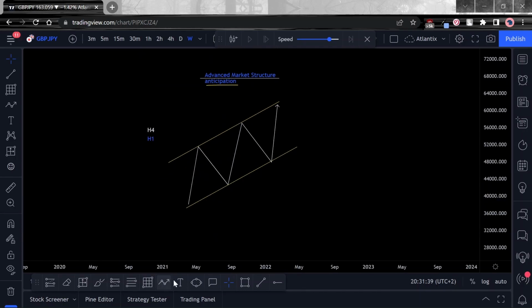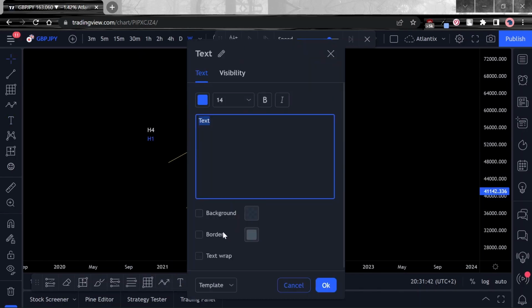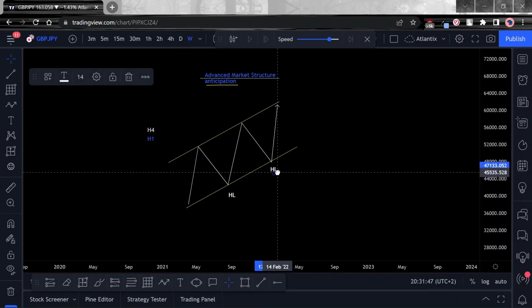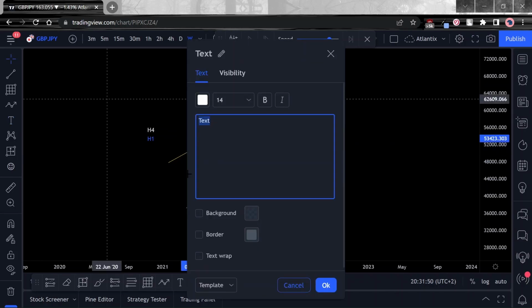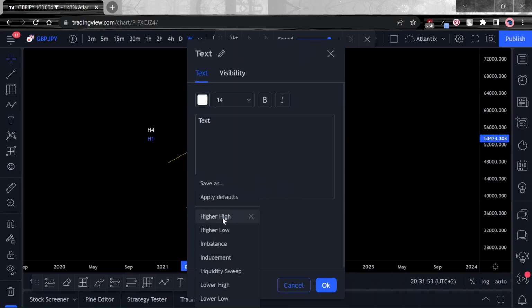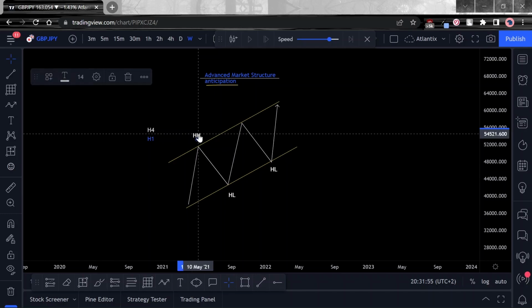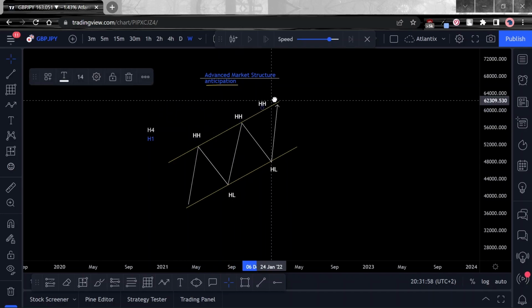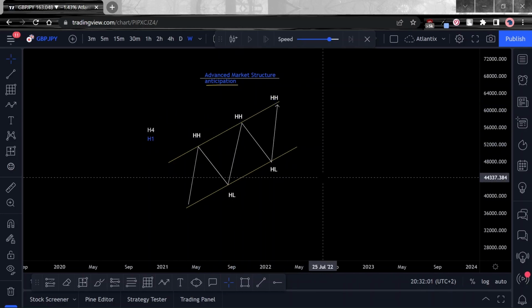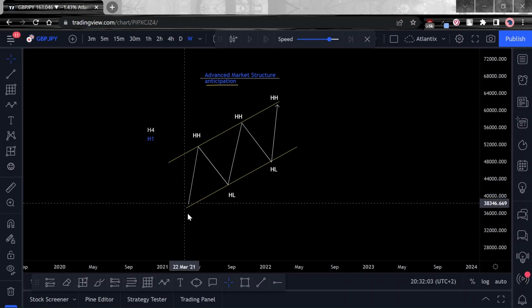Right? So let's label this. This is our higher low, and we've got two higher lows over here, and we've obviously got the higher highs over here. I'm just doing this to make sure that we're on the same page and we understood the same thing.